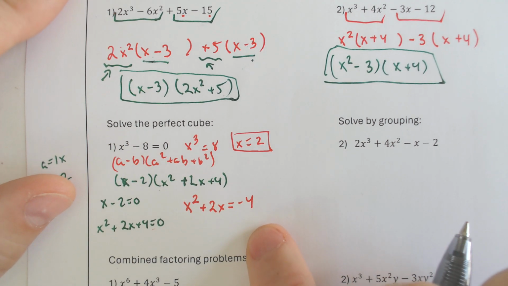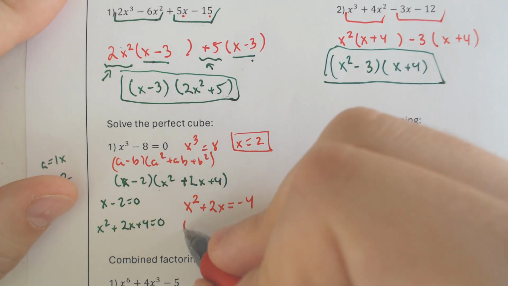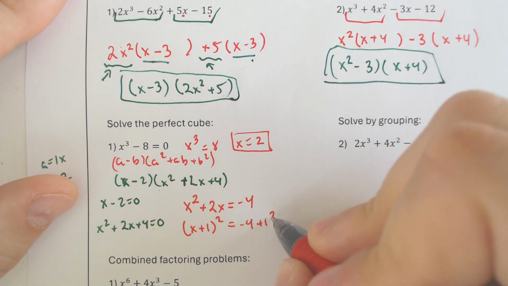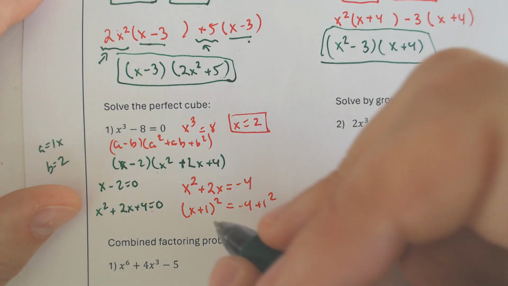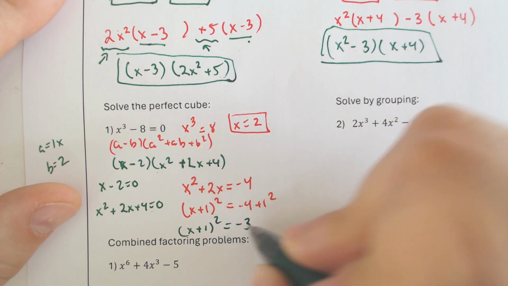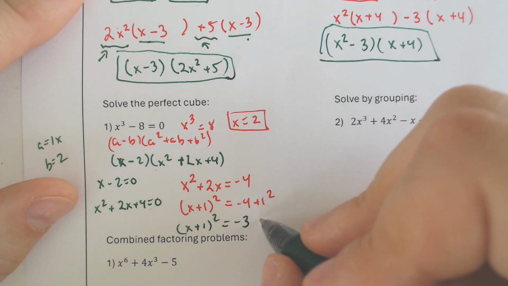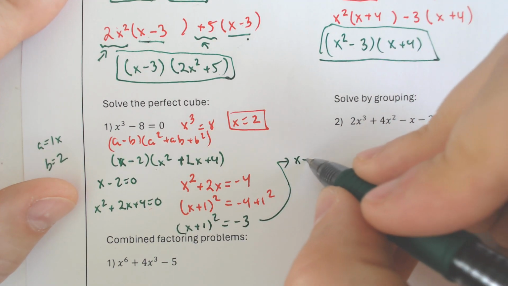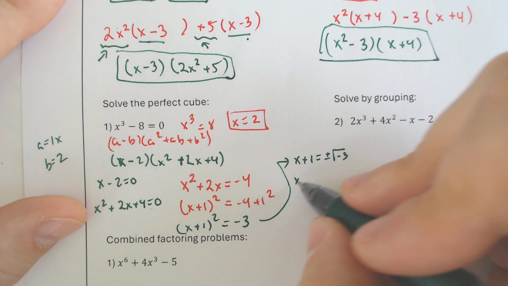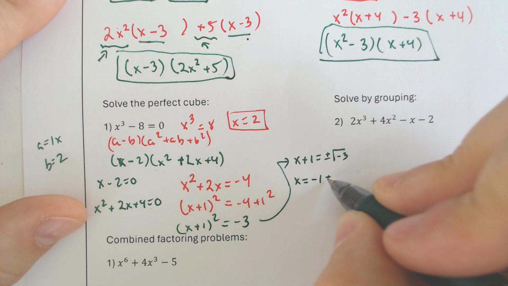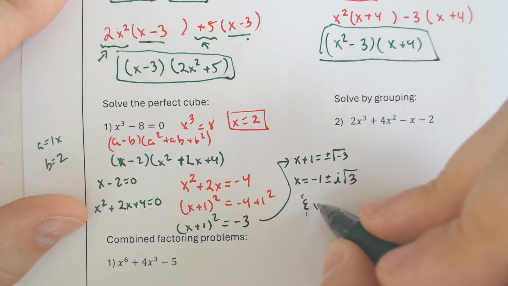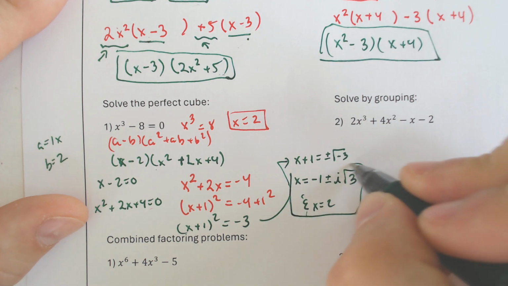Subtract the 4 over, then take half of 2. Half of 2 is 1, put it in parentheses squared, and then add the 1 squared to the other side. Again, you could use the quadratic formula if you prefer. You get (x + 1) squared is equal to negative 3, which we then square root both sides. You get x + 1 equals plus or minus the square root of negative 3, which means x would equal negative 1 plus or minus i square root of 3, and x would equal 2, like we already found out.